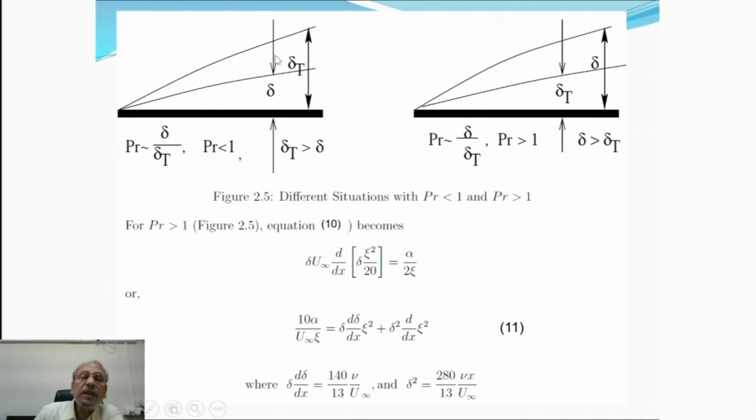So this is a situation when Prandtl number is less than 1, and this is a situation when Prandtl number is greater than 1. Prandtl number greater than 1 means delta is greater than delta t. Prandtl number less than 1 means delta is less than delta t.